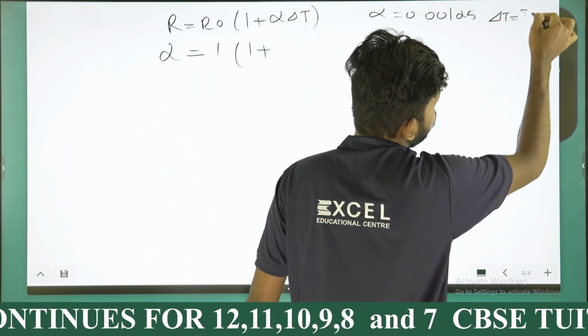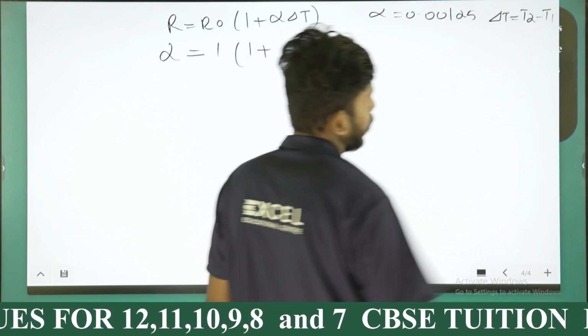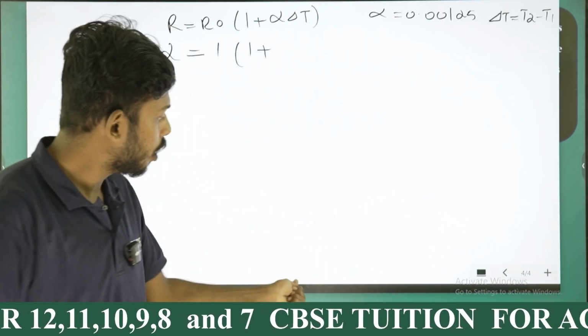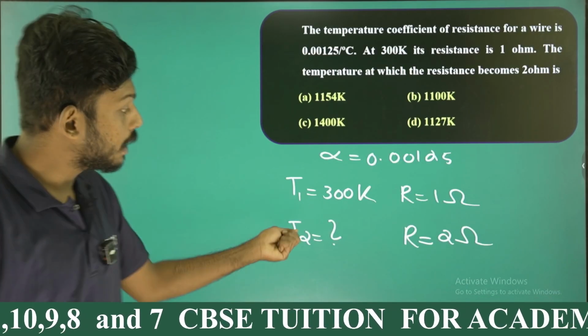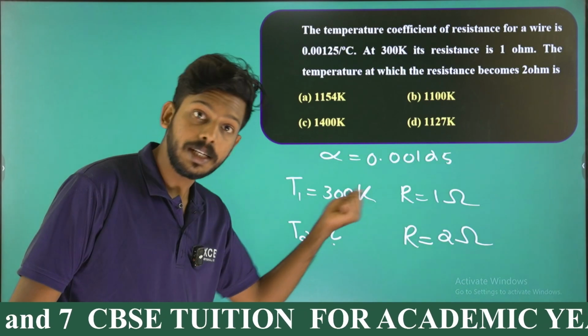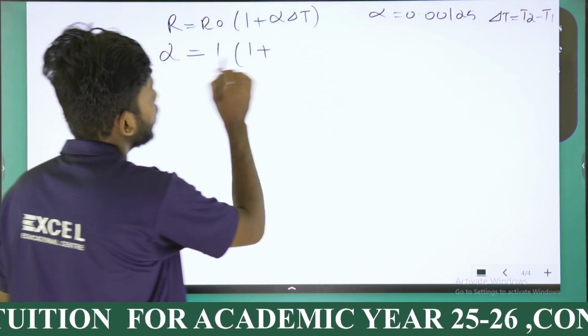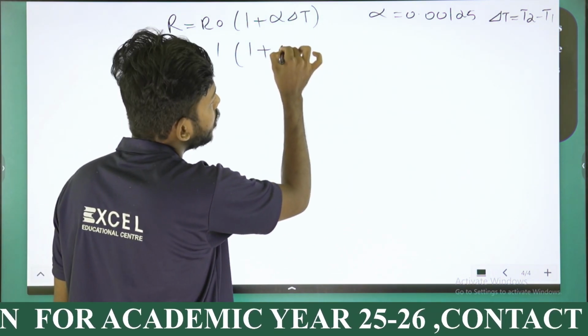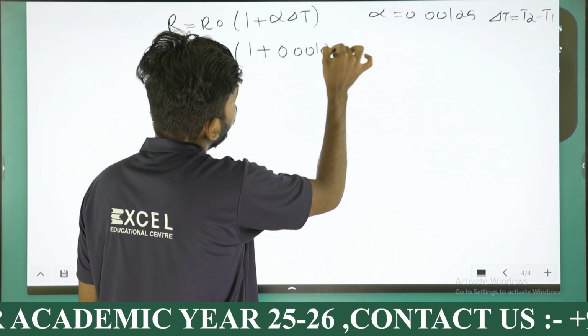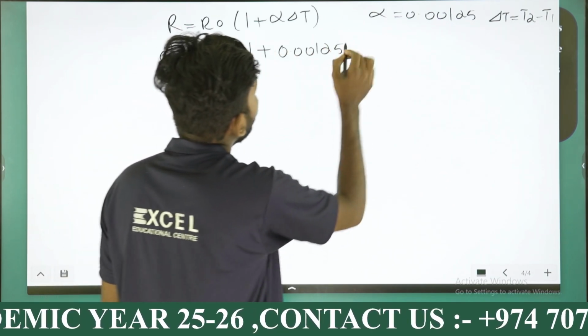How will you find the change of temperature? By subtraction: T2 minus T1, the final minus the initial. Here we go. So we want to find T2. T1 is already given as 300 Kelvin. Applying these values over here, we end up with alpha, which is 0.00125, into delta T.